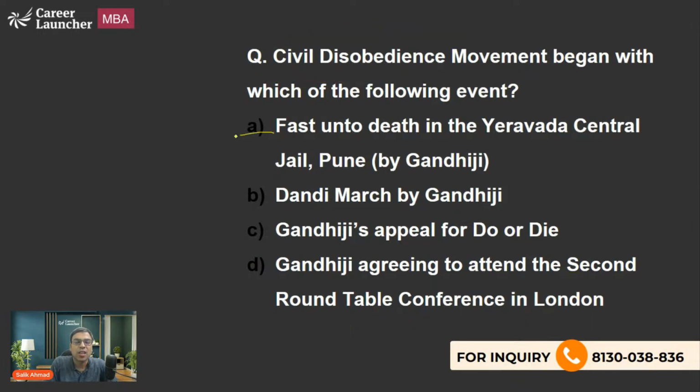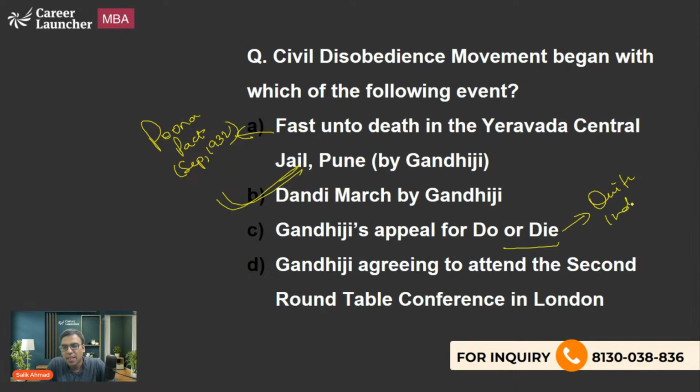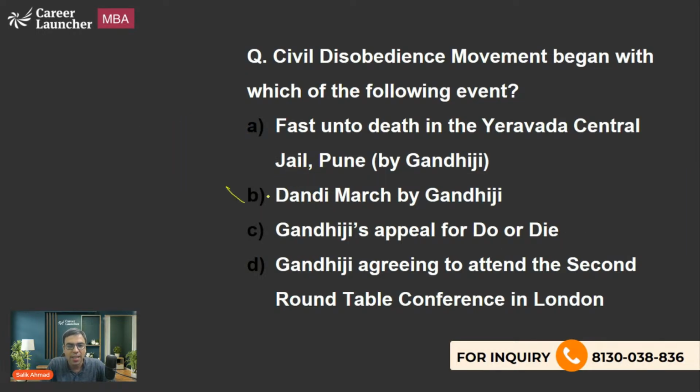The first one is related to the Poona Pact, which happened in September 1932. The answer to this question is option B. Gandhiji's appeal for do or die is related to the Quit India movement, which we will discuss in further classes. So the right answer is option B, Dandi March by Gandhiji. He walked almost 240 miles. We will discuss it. This is considered the beginning of the civil disobedience movement.